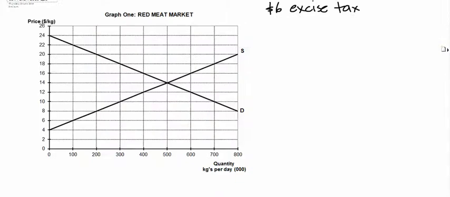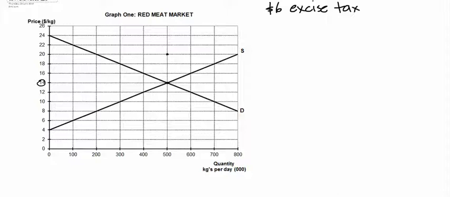So if we look at the red meat market, the first thing to look at is, and some of you seemed to do a pretty good job on this, one of the ways that I like to show a tax is to start at the equilibrium. The current equilibrium is obviously here. We're told that there's a $6 tax. So I like to start at the equilibrium, which is at $14, and go up by $6. So I go vertically up by $6, which takes me up to $20, and just put a dot there.